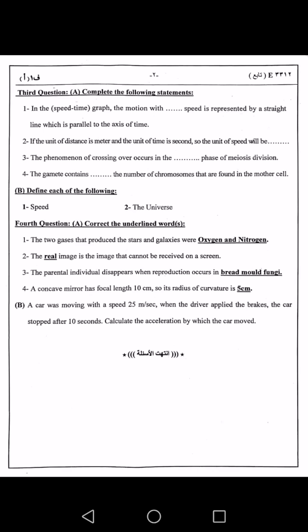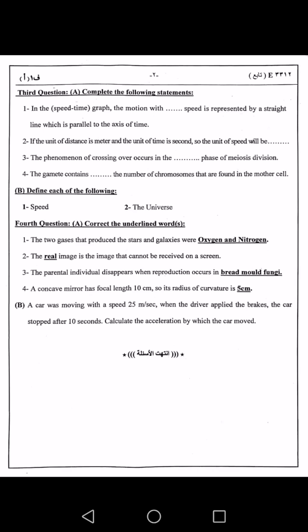Third question, letter A, complete the following statements. Number 1, in the speed time graph, the motion with regular speed is represented by a straight line which is parallel to the axis of time. The answer is, in speed time graph, the motion with regular speed or uniform speed is represented by a straight line which is parallel to the axis of time.